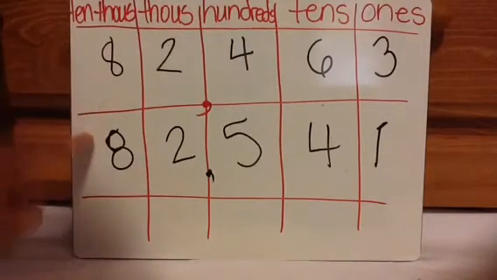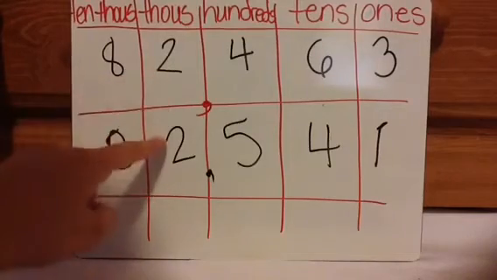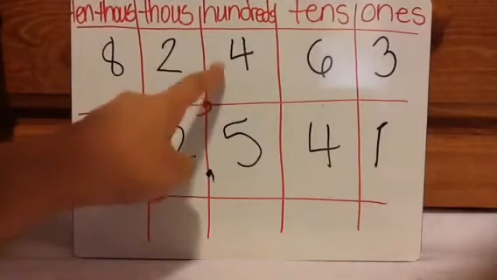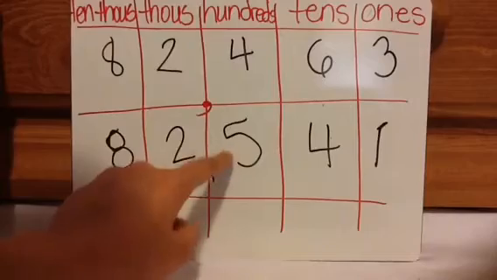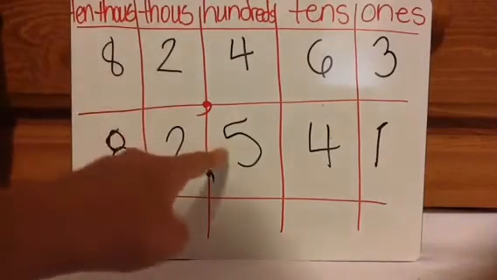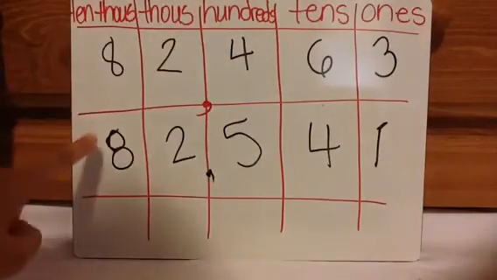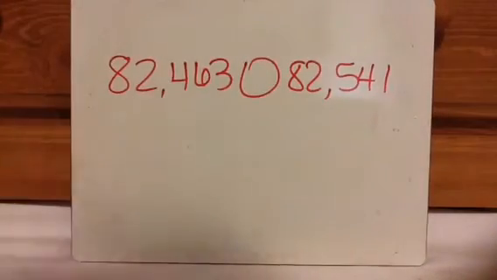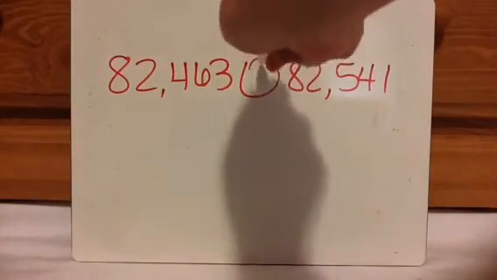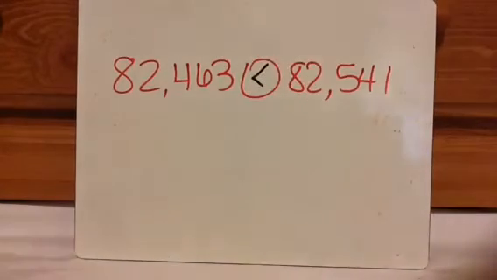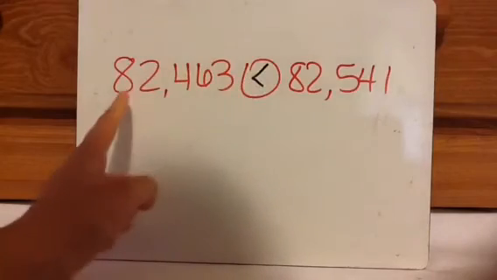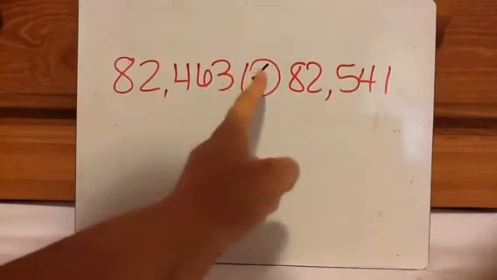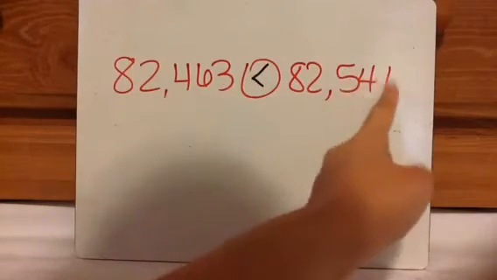So these two are the same. These two are the same value, but then look right here. This has 4 hundreds blocks, this has 5 hundreds blocks. This has one more hundreds block than that one, therefore this is the larger number. So to write that, I would draw my symbol. This is called the less than symbol because you see the less than first. So you would say 82,463 is less than 82,541.